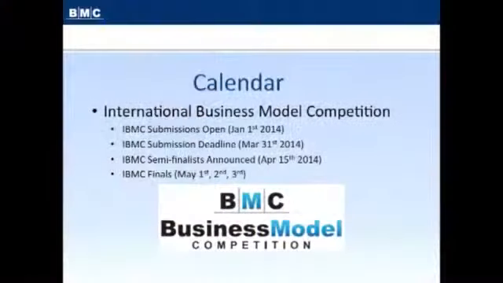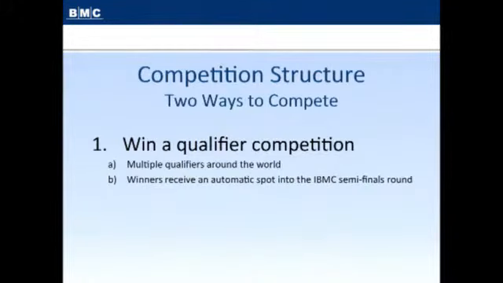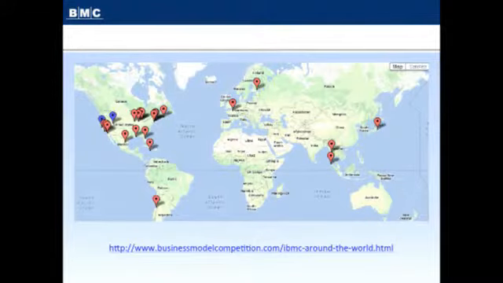I want to go over, first of all, the competition structure and how you get into the International Business Model Competition. Your first choice is to win a qualifier. There are qualifiers all around the United States and the world. For instance, there's one here at Brigham Young University. If you win your qualifier, then you get an automatic bid into the International Business Model Competition semifinals. On our website, businessmodelcompetition.com, we have a number of qualifiers all throughout the world. If you are near or associated with one of those qualifiers and you win, you automatically get into the competition. So that's the first way you can get into the semifinals.